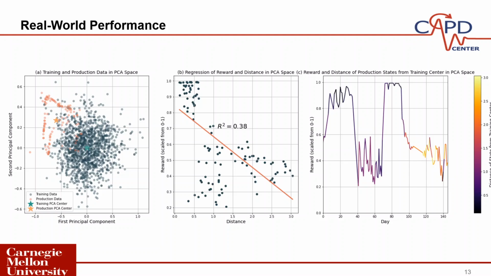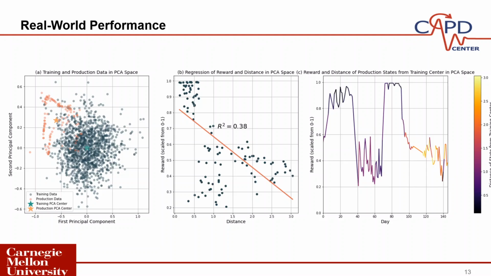In the far right, plot C, we see how this has actually performed over time in production, where we have each one of these individual state decisions plotted with the reward that the system received, color-coded by the distance in PCA space. So you see it starts off pretty well, performing near the top of its range. Then it drops down around day 40 and oscillates a bit. About day 70, it shoots up again, and then it drops down again. And then around day 90 to 100, the PCA distance starts to really increase.